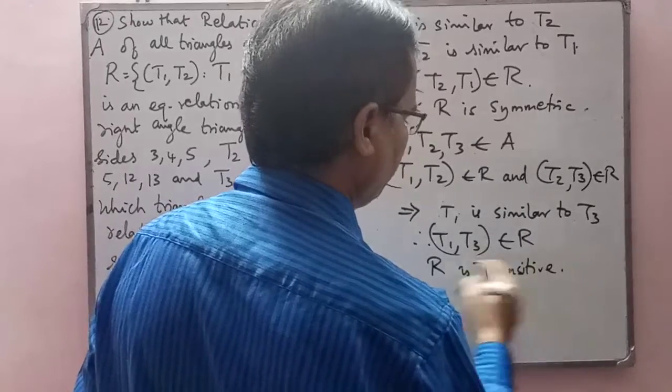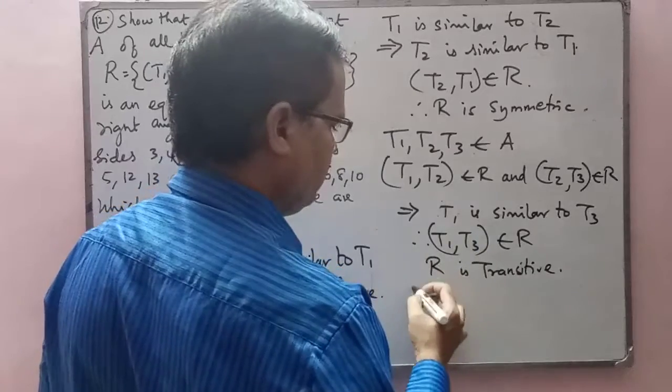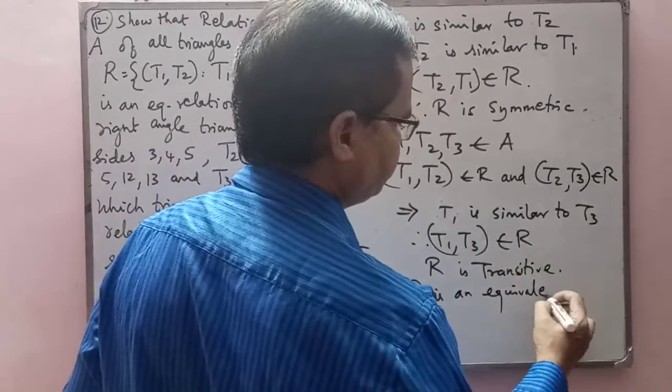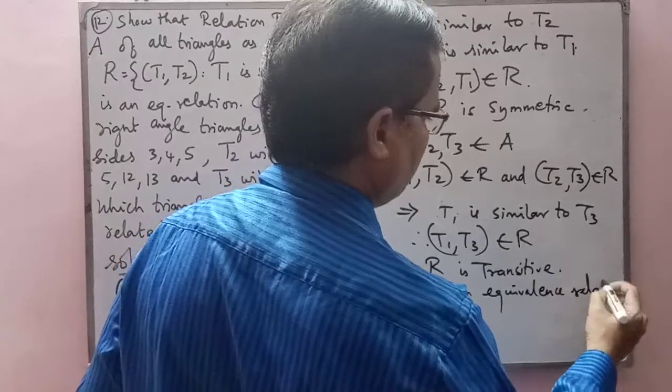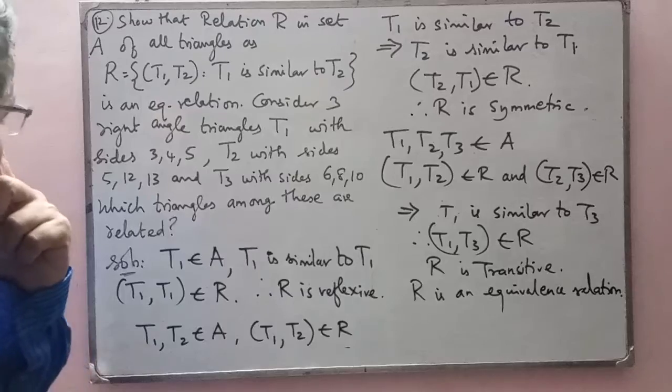That's all. You completed reflexive, symmetric, and transitive. From above, we can write R is an equivalence relation. This completes the first part, children. We have finished. Now take the second part.